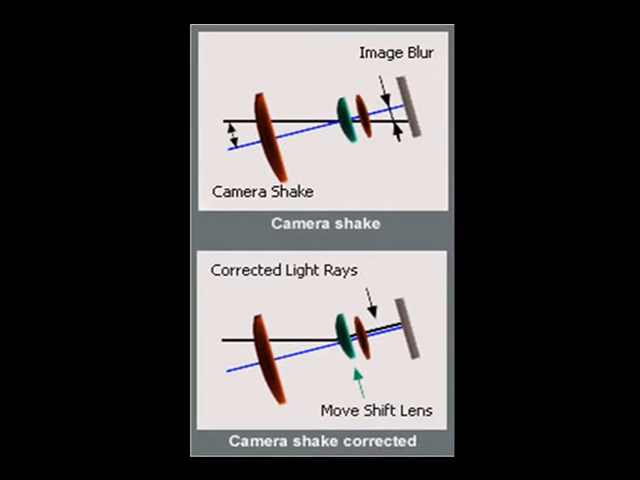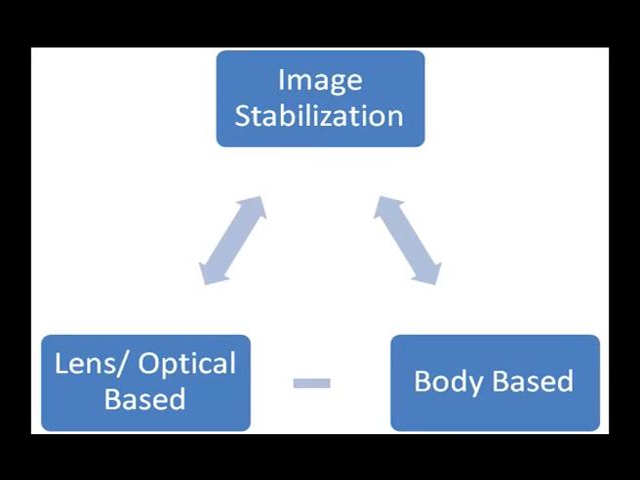Image stabilization is designed to reduce camera shake, but it cannot help reduce the motion blur caused by subject movement. Image stabilization is of two types: one is lens based, the other is body based. Both have their advantages and disadvantages.